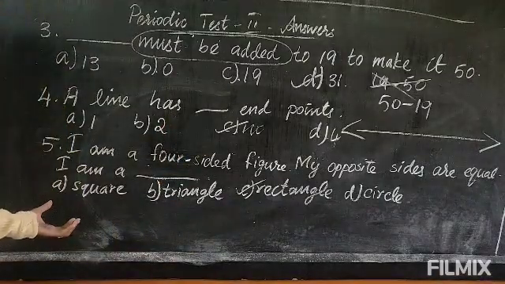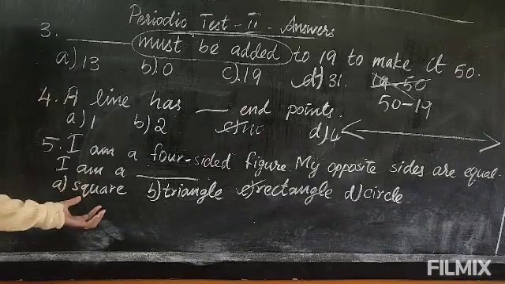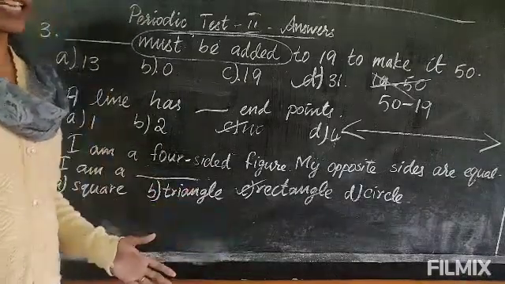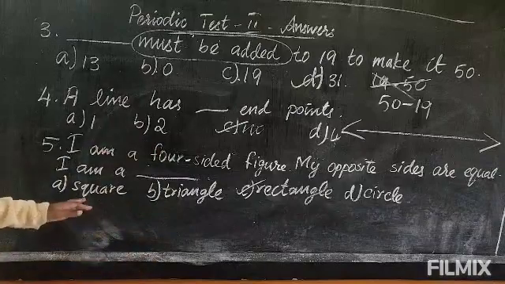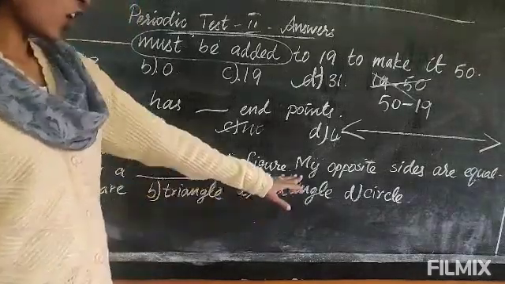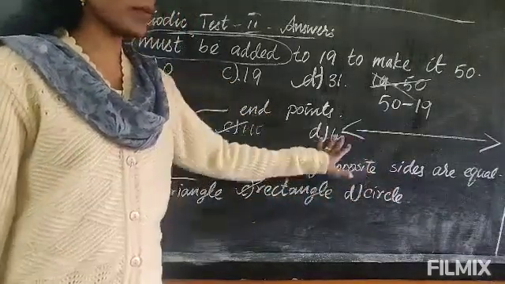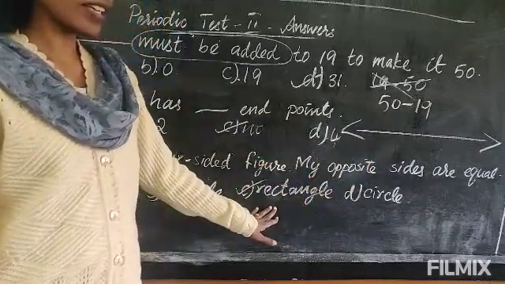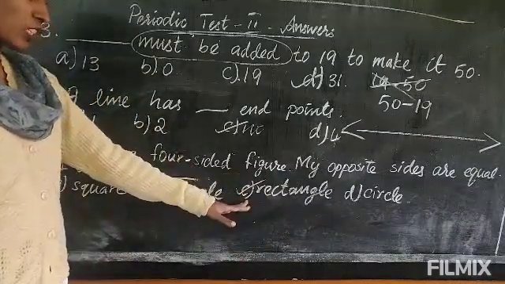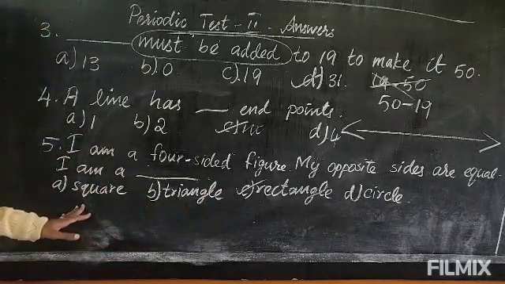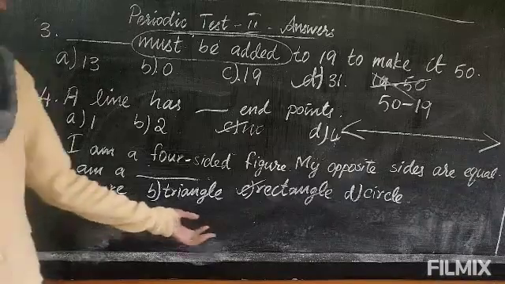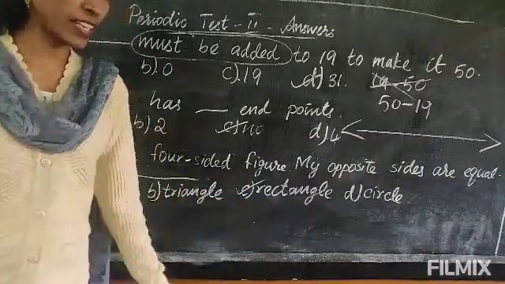But next time I won't give the mark. You must know the main property of a square is that all sides are equal, a four-sided figure with all sides equal. And the main property of a rectangle is that opposite sides are equal. So the perfect answer for this question is rectangle. The correct answer can also be square, that's why I have given the marks. But you must know the perfect answer is the rectangle.